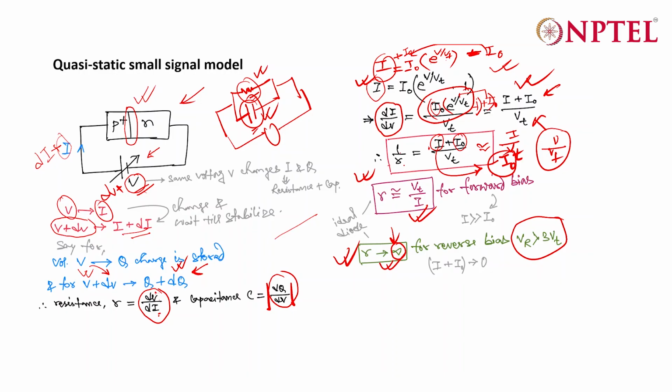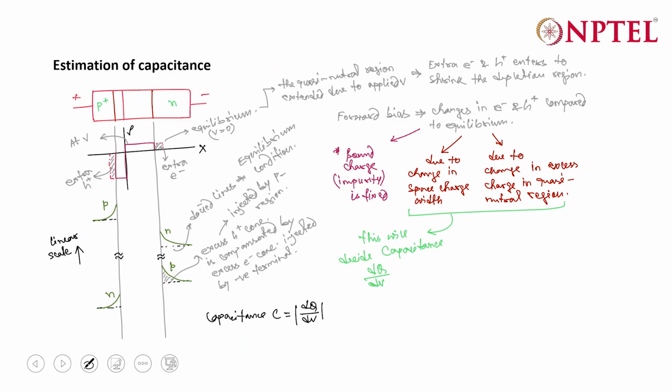Now let us see what is the value of capacitance. The resistance value is very clear in this case. However, let us see the capacitance values. In order to estimate the capacitance, what we have done is we have drawn the space charge as well as the neutral region, or the excess carrier concentration, in the same diagram. So you can see here I have shown both majority and minority carriers in the linear scale.